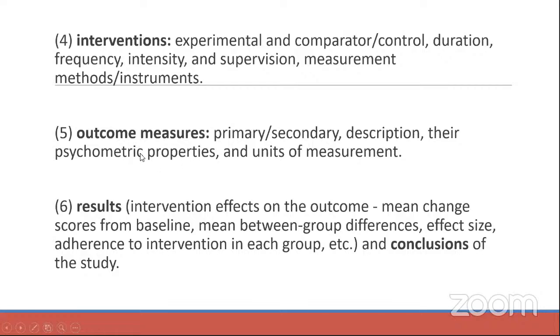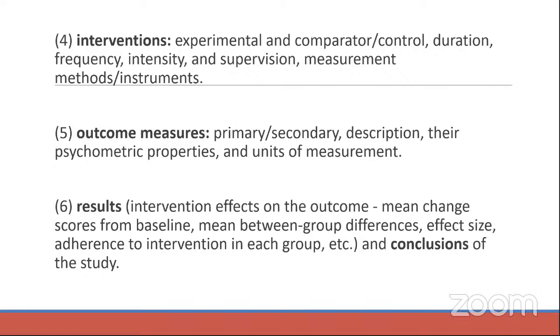And especially when it comes to outcome measures, it's most important you must report which outcome measures are primary and which are secondary. And describe all the outcome measures. If possible, you need to justify whether those outcome measures are reliable and valid, and look for the units of measurement. And it's not your responsibility to look for the psychometric properties of the outcome measures. The authors must have reported it as part of their study.